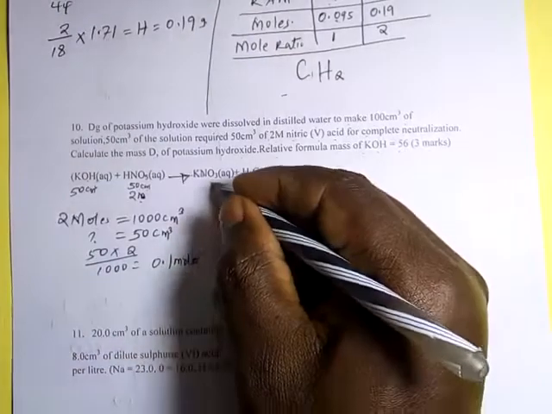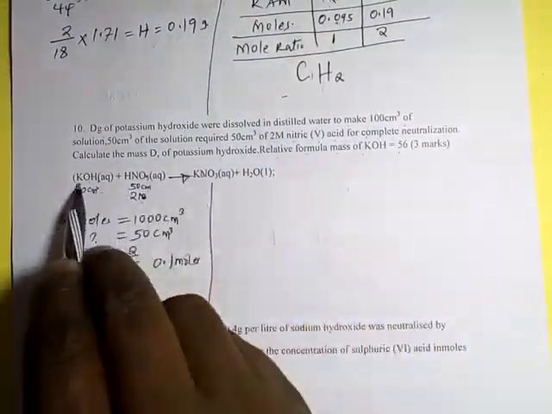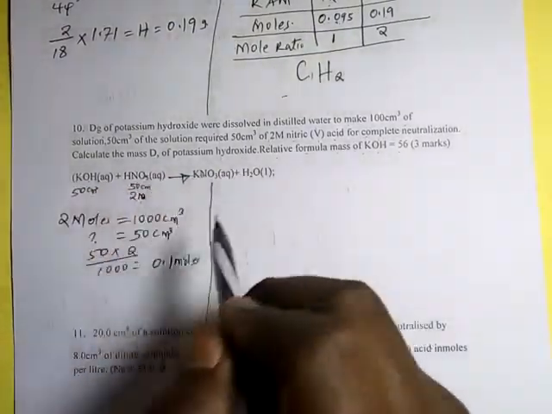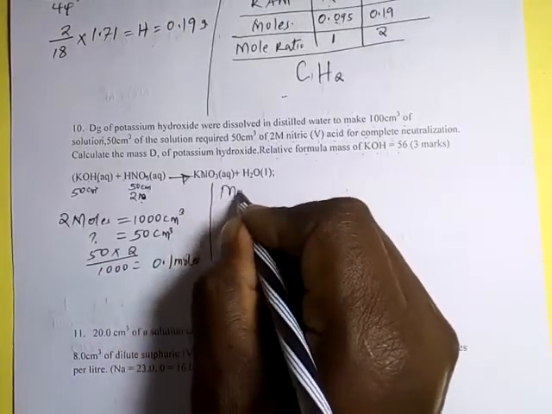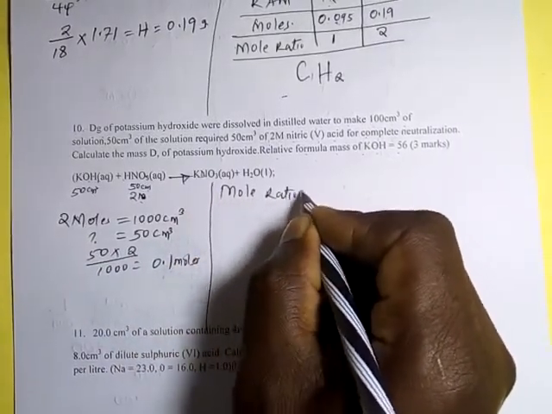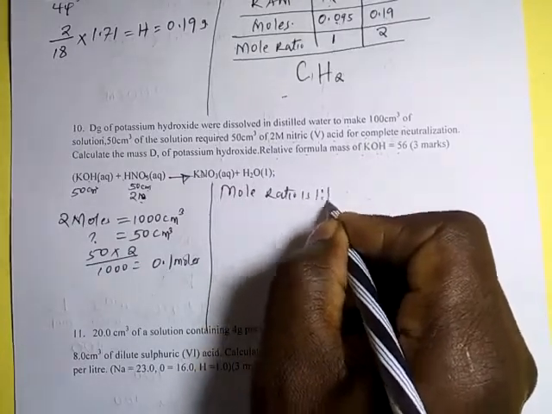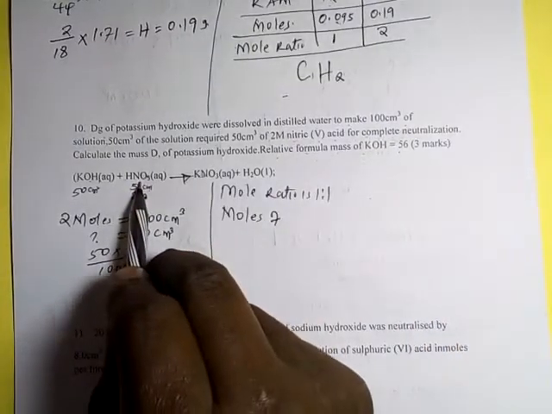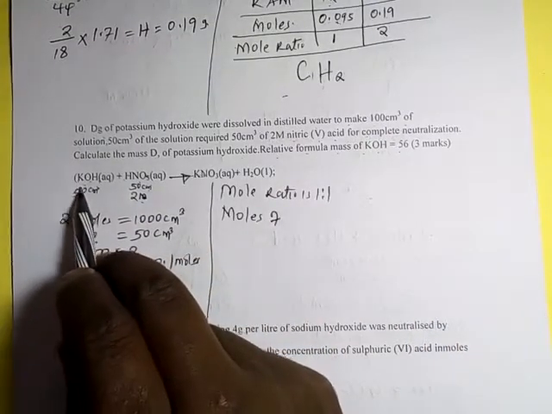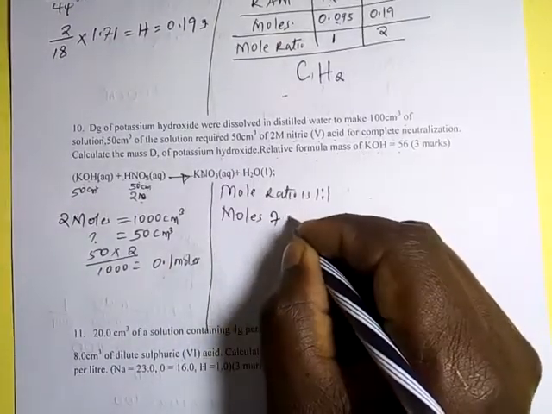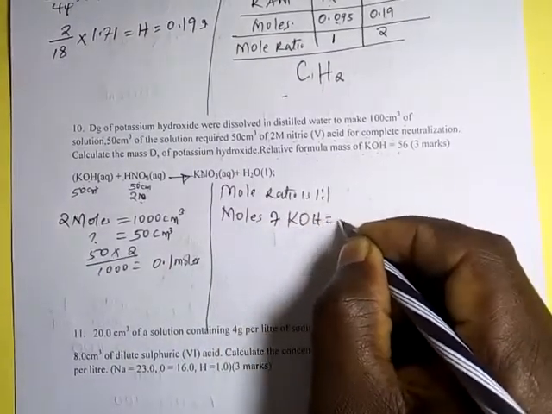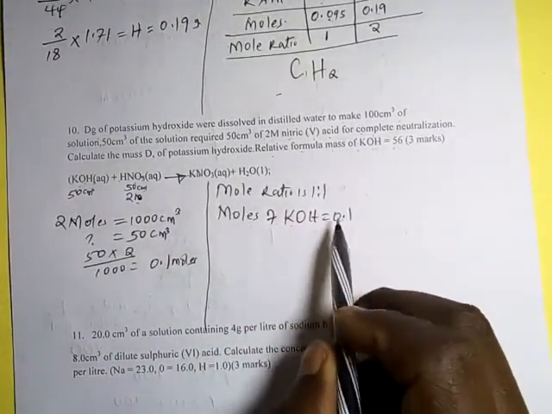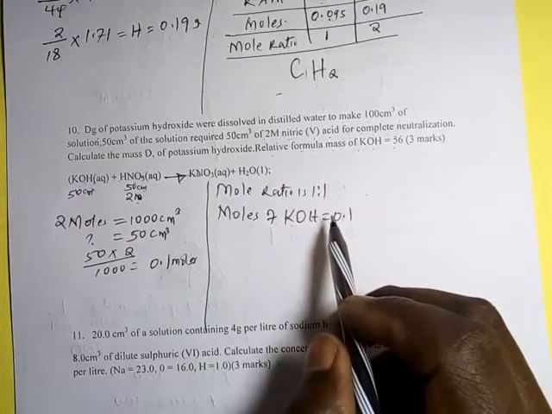Right? As you can see, the ratio from our equation is 1 to 1. The ratio is 1, 1, 1 everywhere. Meaning that the mole ratio is 1 to 1, so moles of nitric acid will be equal to the moles of potassium hydroxide. So moles of potassium hydroxide equal 0.1. Right?